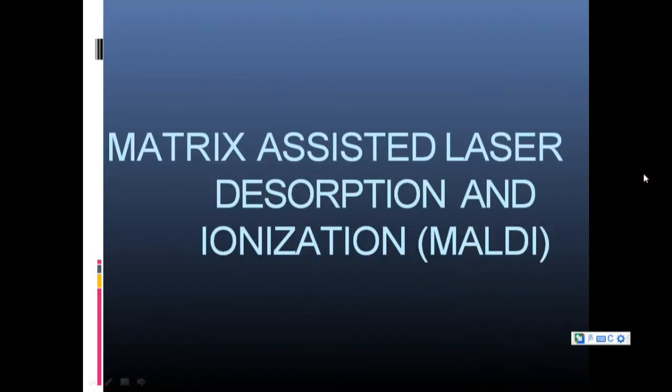Today, what we are going to discuss is an important topic in the paper called Genomics and Proteomics. The topic is MALDI, M-A-L-D-I. So, what is MALDI? I'll tell you the expansion: matrix assisted laser desorption and ionization. I'm sure this will be asked in Section A, so keep it in mind. MALDI refers to matrix assisted laser desorption and ionization.